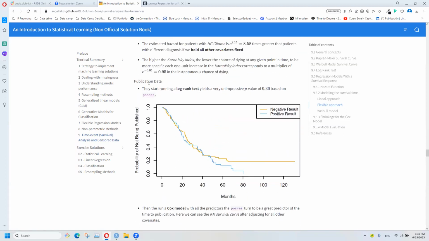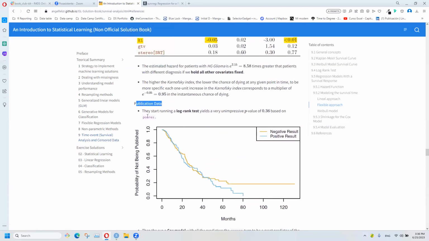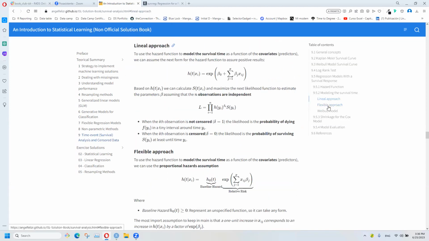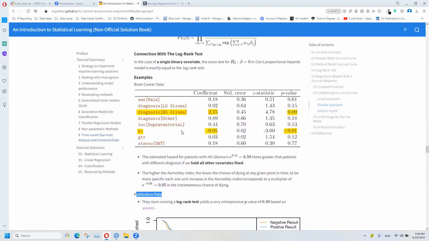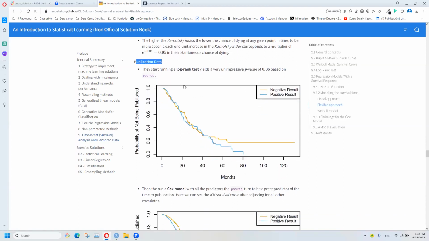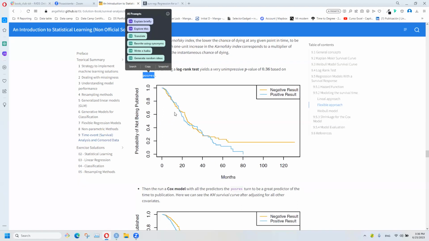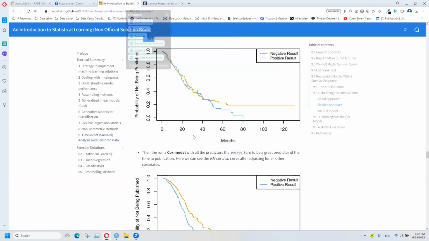Yeah, so this is the publication data. They look at the difference between results that are negative or positive. If you have a study and the study was not significant, they say it was a negative result. They want to understand if there is a different type of publication between both kinds of studies.